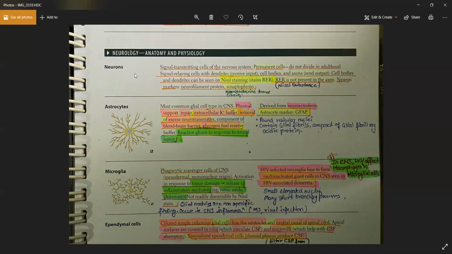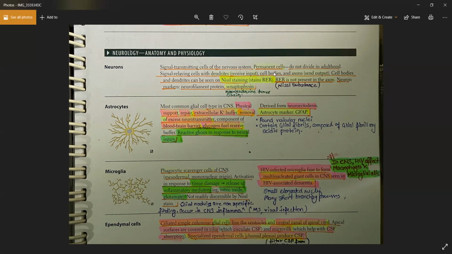They receive the signal from the dendritic ends. Then they have the cell bodies, and they send the output from the axons. So the dendrites receive the signals, the axons give the output, and in between you have the cell bodies.